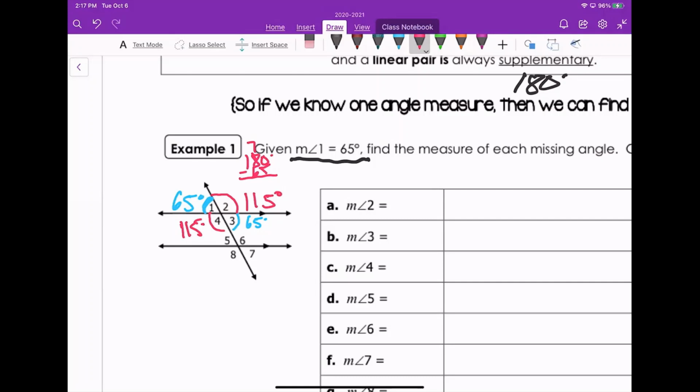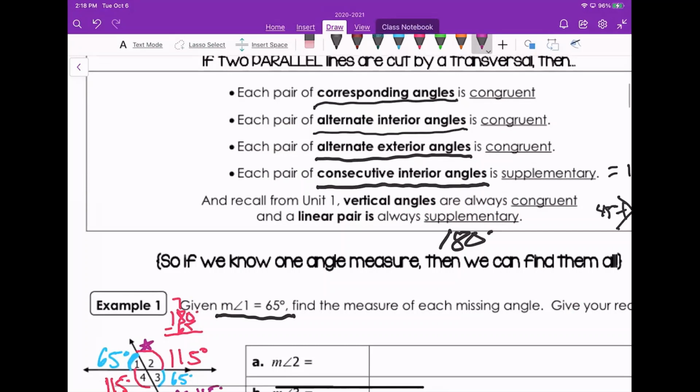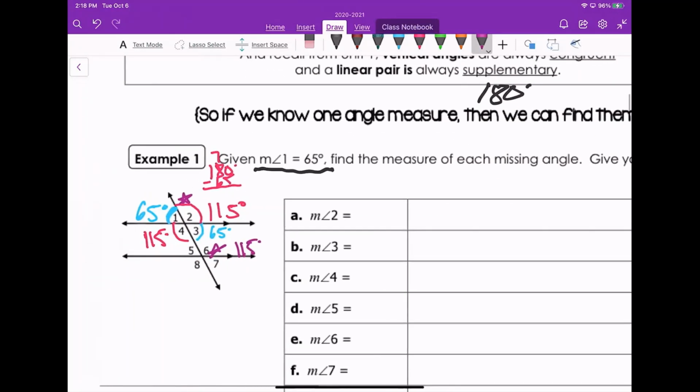And then, let's see, angle 2, let me do a different color. Let's do purple. So angle 2 here, I'm just going to purple it out here, and angle 6 are the same. So that means that angle 6 is 115 degrees. These are called corresponding angles, right? Corresponding angles right here.